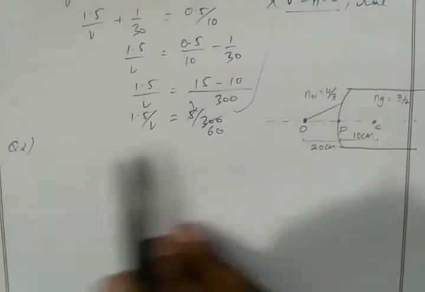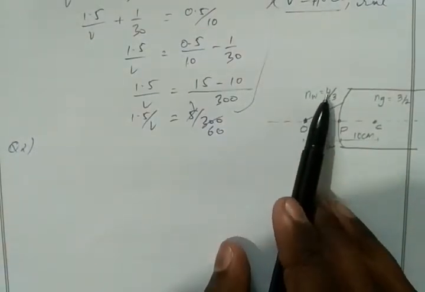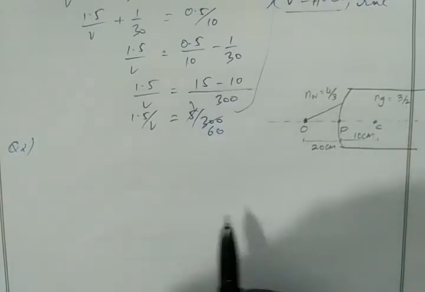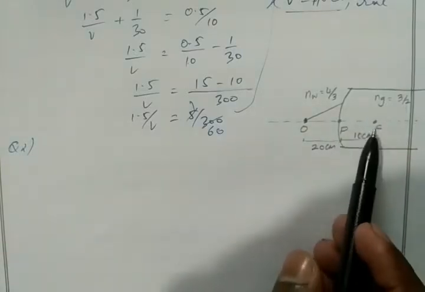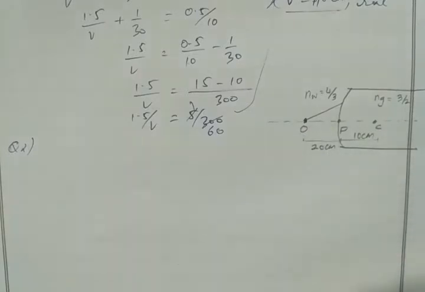So next problem, we have water here. NW means water, refractive index of water 4 by 3, and glass 3 by 2. Distance between pole and center of curvature is 10 cm. Distance between pole and object is given as 20 cm.